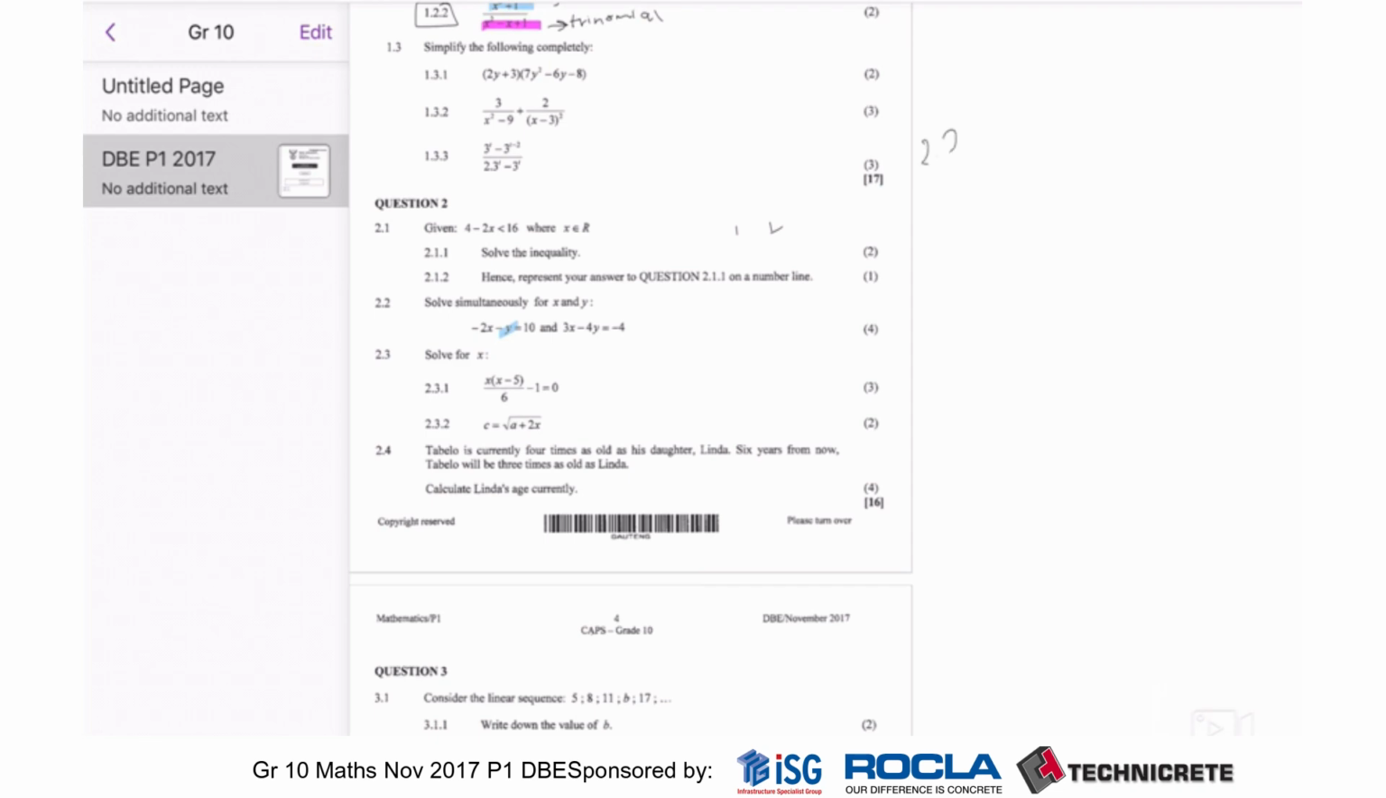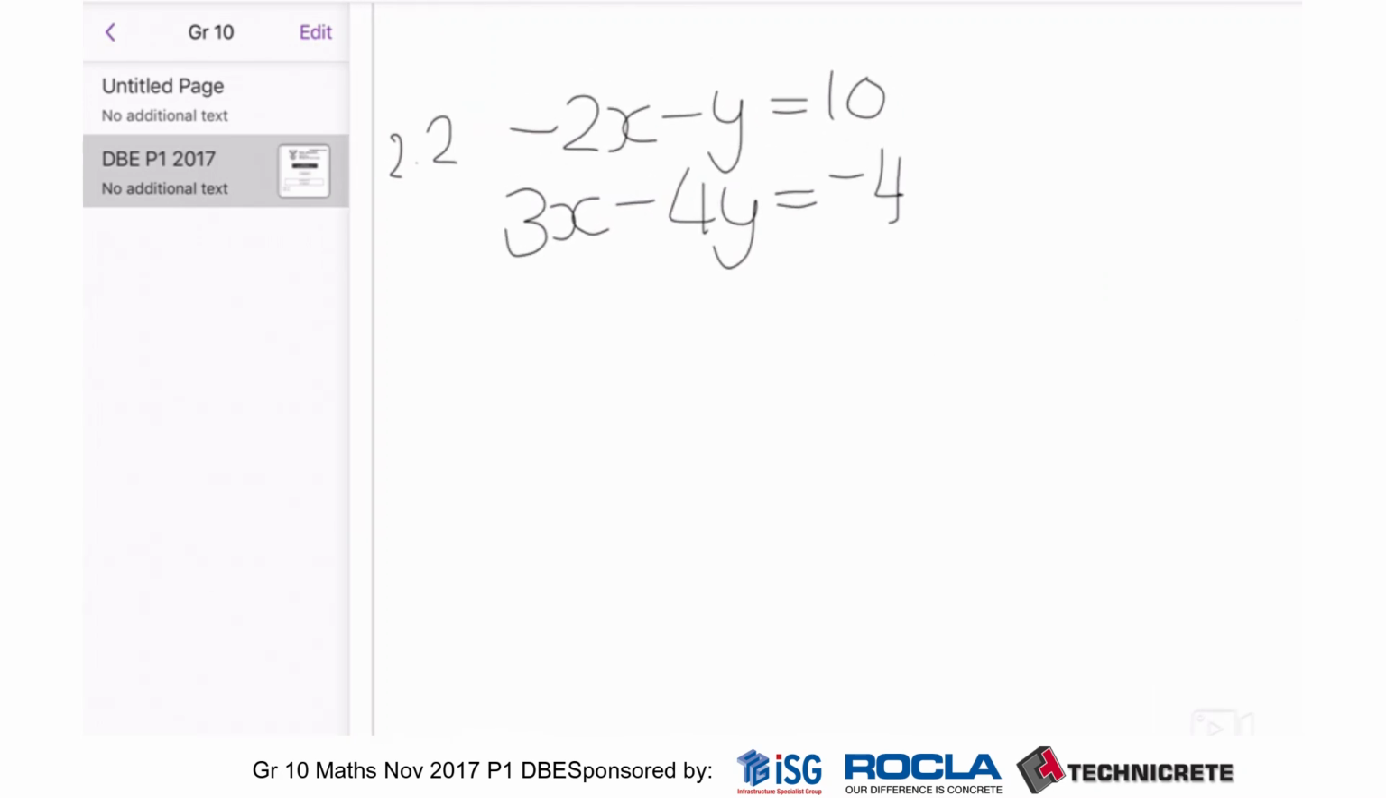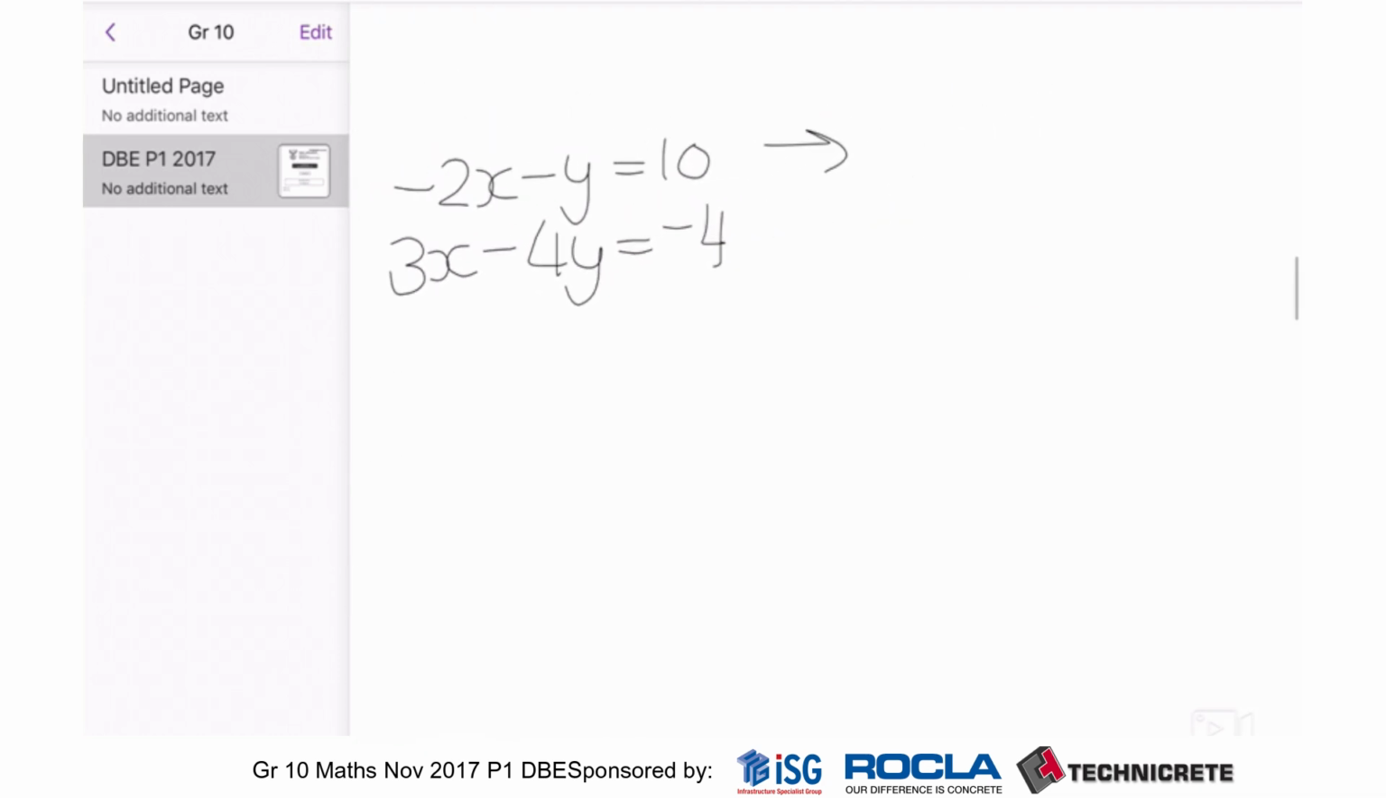So 2.2, they give me minus 2x minus y is equal to 10, and they give us 3x minus 4y is equal to minus 4. Okay, so we are substituting. That is what we said. So we're firstly going to want to manipulate this question so that we can substitute. So I'm going to leave the minus 2x on the side. I'm going to take the 10 to the side and take the y to that side. It's going to be minus 10 is equal to positive y.